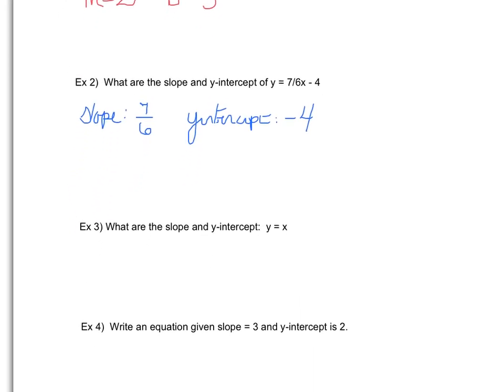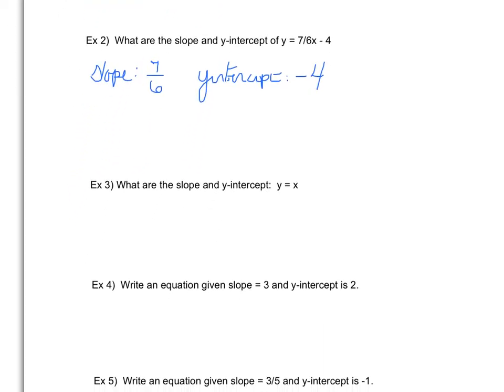Moving on to the next example. Again, I first need to make sure y is by itself, and it is, and then I can say that my slope is the thing that's right in front of the x. Well, as we've discussed before, if nothing's written in front of the x, it's just a 1. My y-intercept is then the thing that's being added or subtracted on. Since nothing is being added on, my y-intercept is 0.